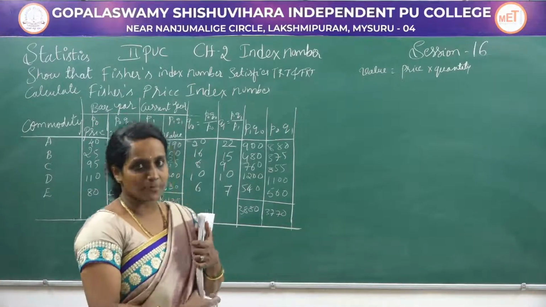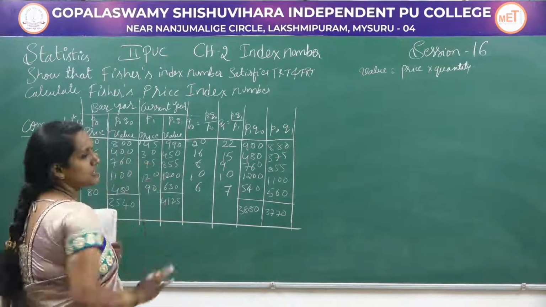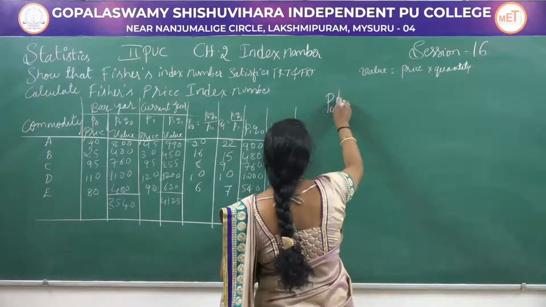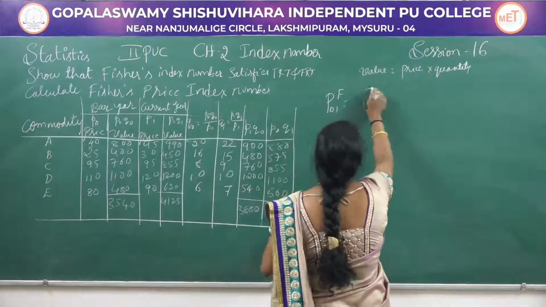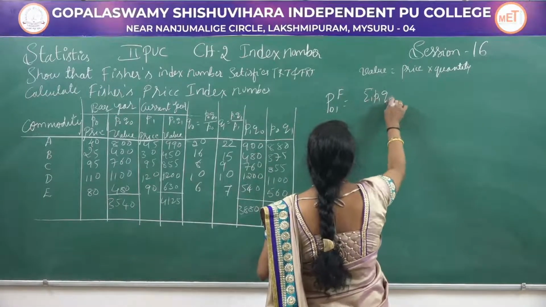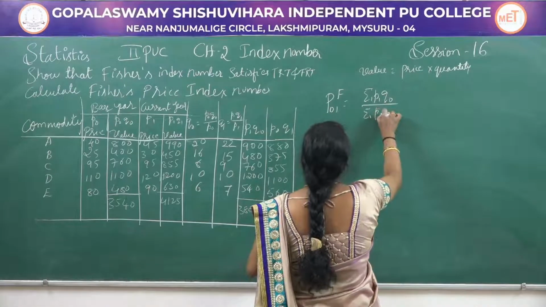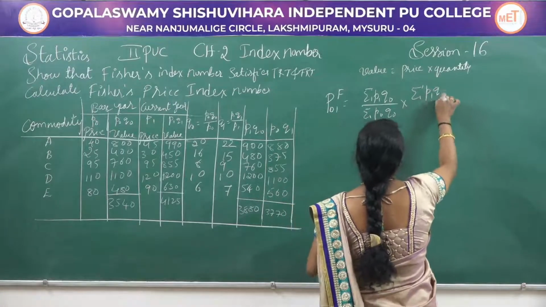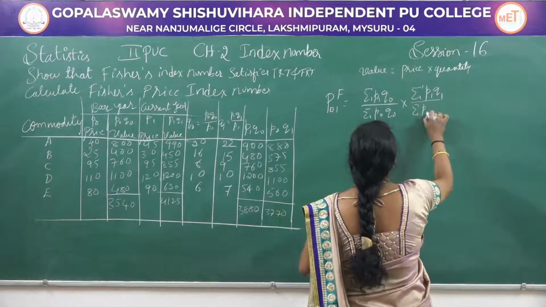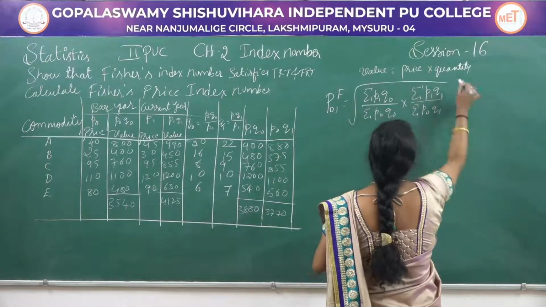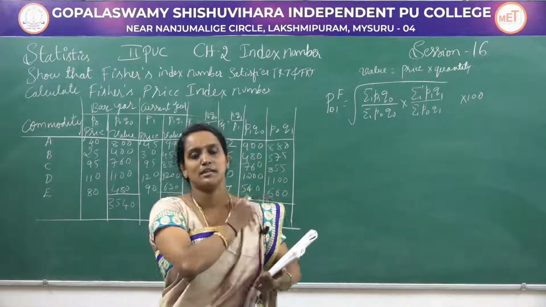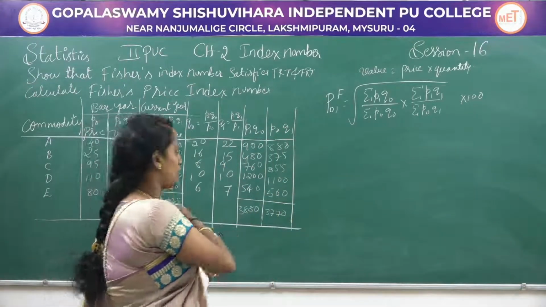Now next step is we have to calculate Fisher's price index number first. So P01 of Fisher's is equal to the square root of summation of P1 Q0 by summation of P0 Q0 into summation of P1 Q1 by summation of P0 Q1, into 100. So 100 should be multiplied outside the square root.